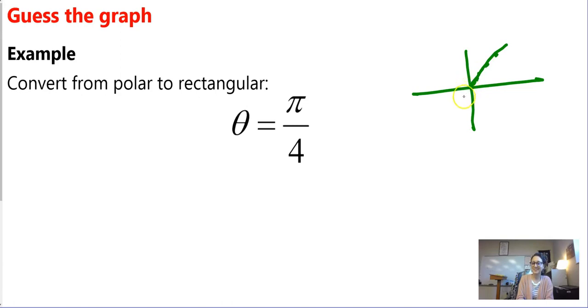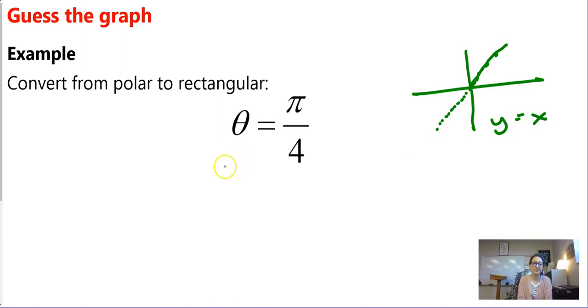Now, could this extend into quadrant 3? Could I do this? I could, right? Because r could be negative as well. It just shoots our points across the origin. So do we know the equation of this line? This line is y equals x. Let's see if we can convert here.